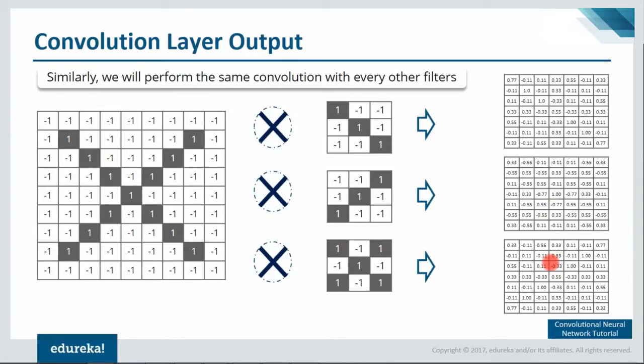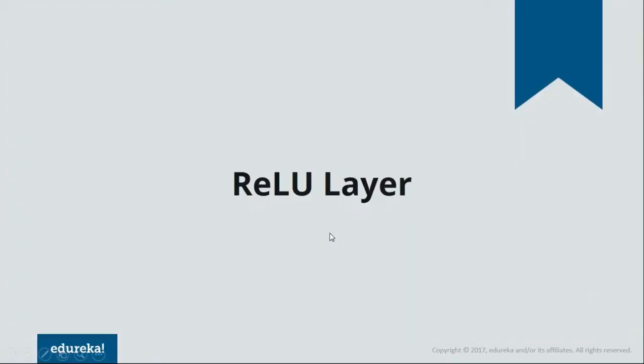Basically, we have taken three features, and one by one we take one feature and move it through the entire image. When we are moving it, we multiply the pixel value of the image with the corresponding pixel value of the filter, add them up, and divide by the total number of pixels to get the output. When we do that for all the filters, we get these three outputs, all right? So let's move forward and see what happens in the ReLU layer.